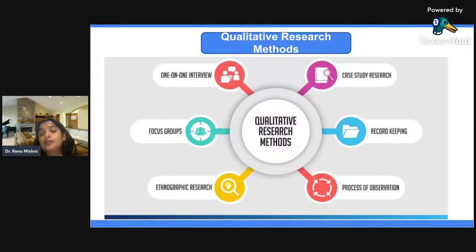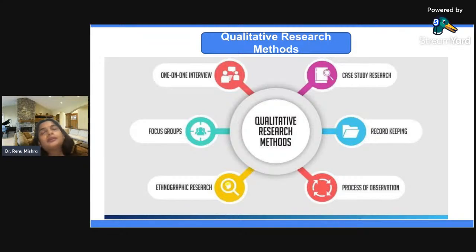Ethnographic research particularly is used in social and behavioral sciences, where you want to understand how individuals behave in particular societies, how they behave as an individual in a particular domain or society of interest. So you are collecting a huge amount of information.